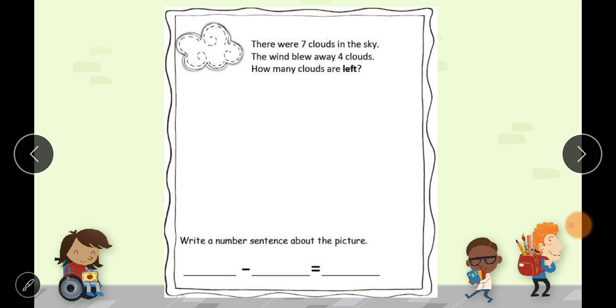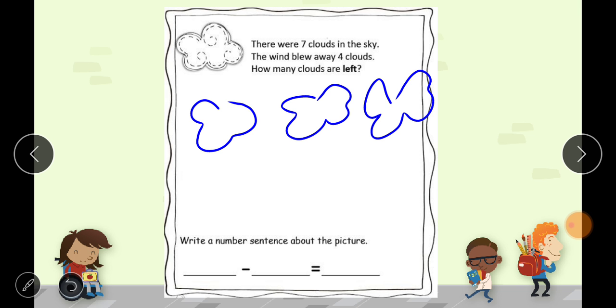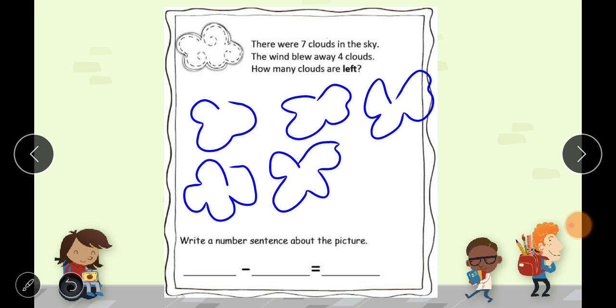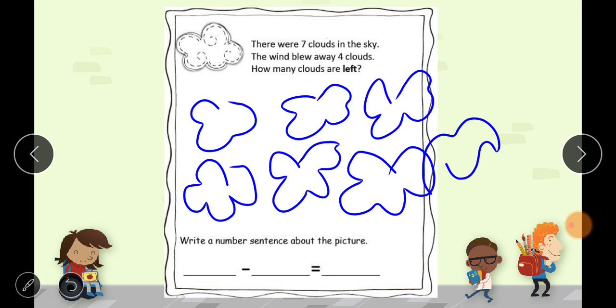So let's draw the clouds first. How many clouds? 7 clouds. So let's draw the clouds. That's 1, 2, 3, 4, 5, 6, 7. So the wind blew away 4 clouds.